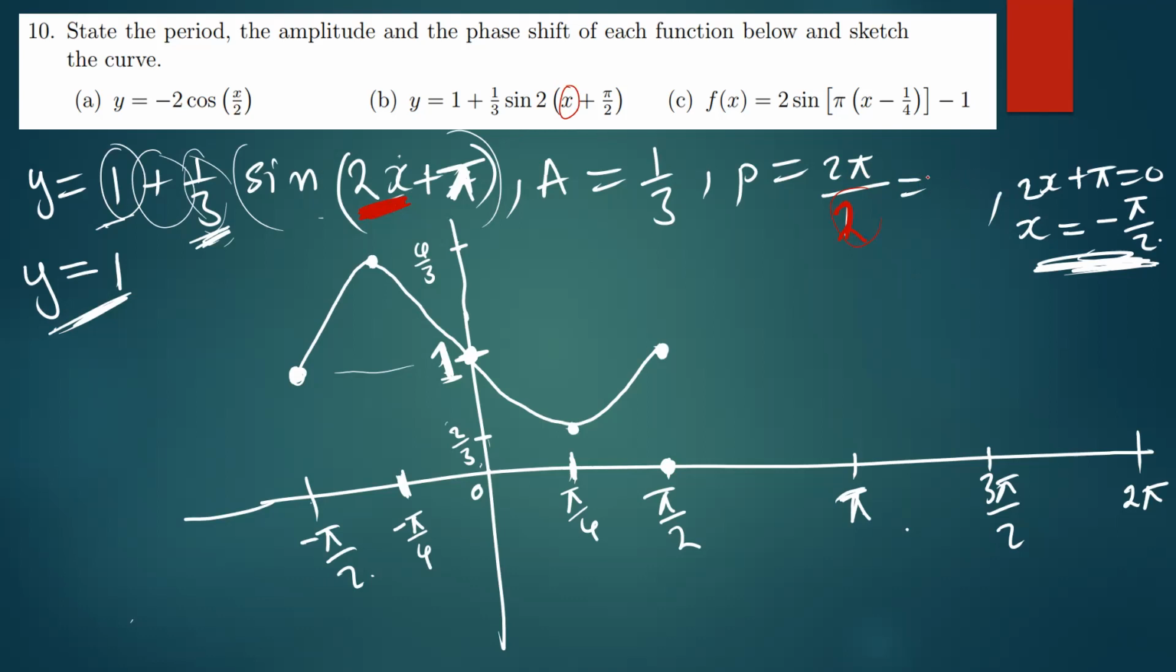Yeah, this is why we made the mistake. So the period is just supposed to be pi, not 2 pi, because you divide it by the coefficient of x there. So the period is pi.